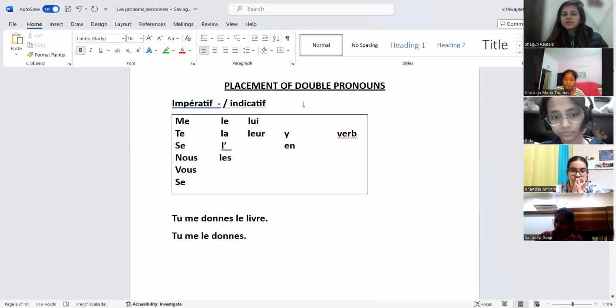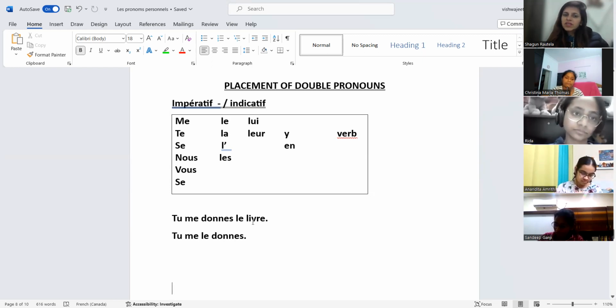So if in your sentence personal pronouns are there, especially pronominal verbs that are already there, like me, te, se, you write that first. And then what's the order? COD we learned first, COI, then Y, EN. Out of Y, EN, you have to write Y first, EN later. Like this was one of the sentences. It can be COD also. Tu me donnes le livre. Me is already given. Now le livre will be replaced with le. So in my table, what is written first? Me or le?